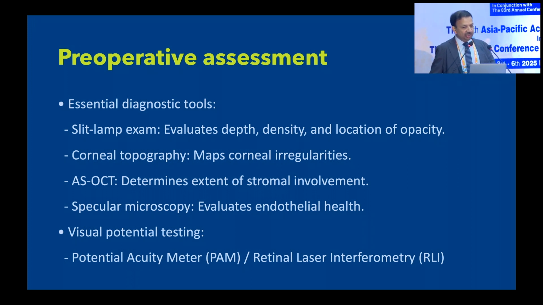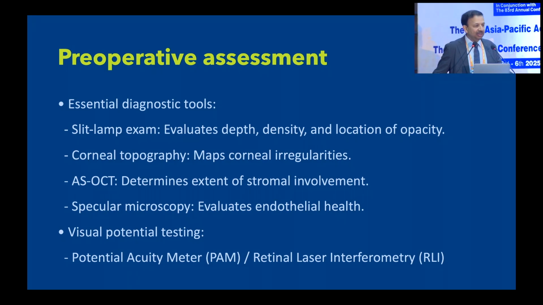Anterior segment OCT is good because you can see in cross-section how deep the opacity goes, and to evaluate the endothelial health, if possible, we do a specular microscopy. Otherwise, we use pachymetry as an indirect way of telling us whether the endothelium is working well or not, because if your corneal thickness is beyond 600, you know that the endothelium may not be working very well.